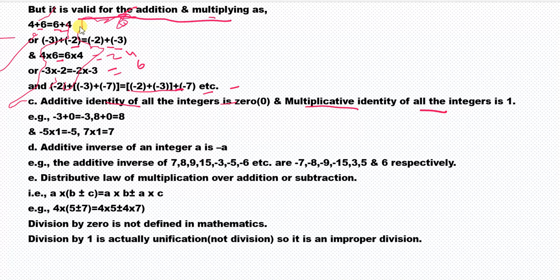Multiplicative identity of all the integers is 1. Minus 3 plus 0 is equal to minus 3. 8 plus 0 is equal to 8. Minus 5 into 1 is equal to minus 5. 7 into 1 is equal to 7.